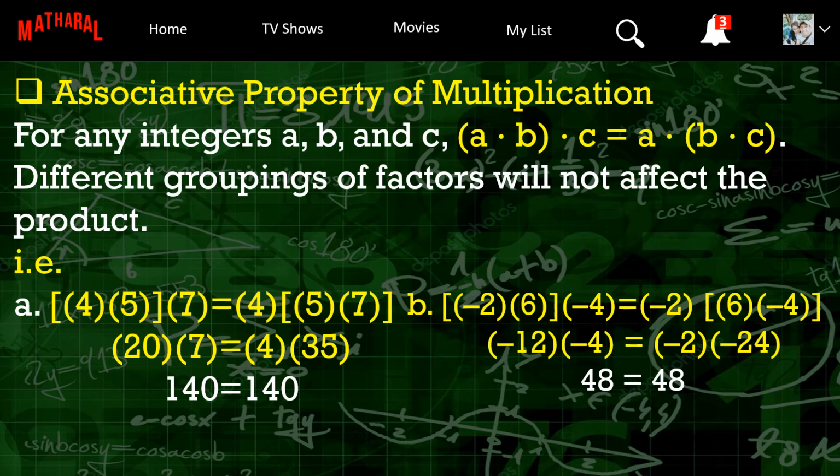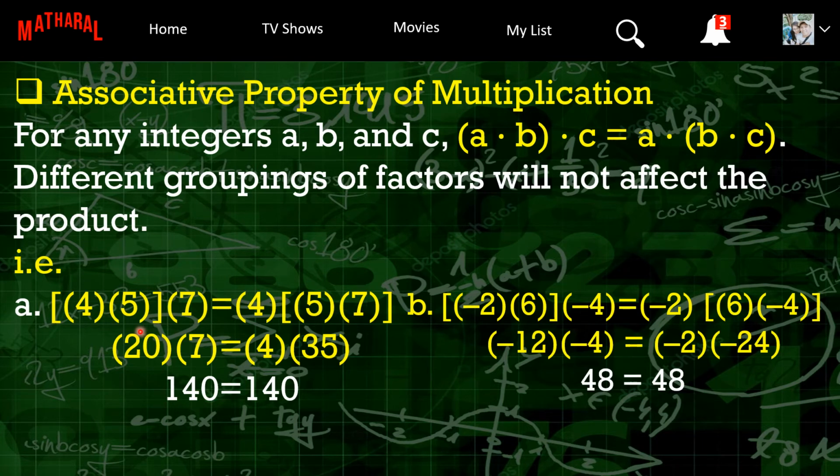so if we have the associative property of addition, we also have the associative property of multiplication. It says here that for any integers a, b, and c, the group of a times b times c is equal to a times the group of b times c. Different groupings of factors will not affect the product. So, for example, letter A. So, the group of 4 times 5 times 7 is equal to 4 times the group of 5 times 7. As you can see here, the groupings interchange. The first group is 4 and 5, and the second group is 5 and 7.